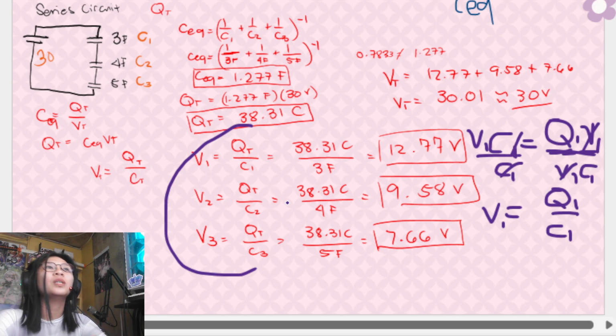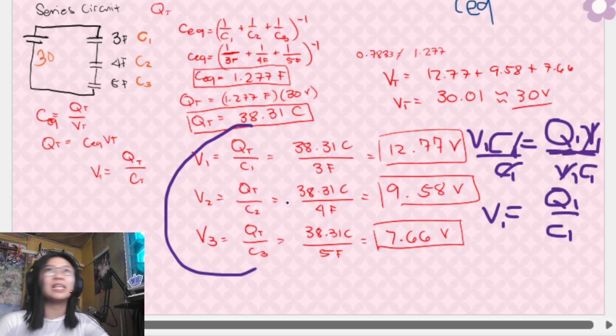Then V2, so we have Q2, which is 38.31 coulombs over 4 farads, so that is 9.58 volts. Okay, so V3, we have 38.31 coulombs over 5 farads, we have 7.66 volts.